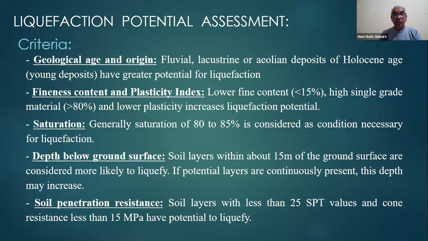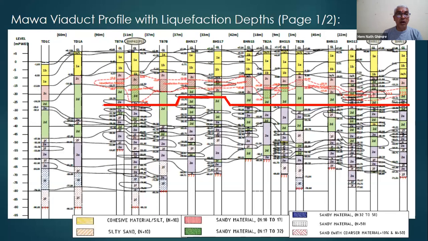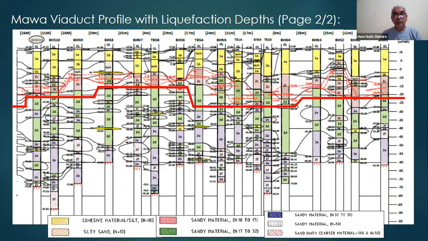And there was a liquefaction potential assessment also. We considered different criteria and then calculated the liquefaction potential of the main bridge plus the two viaduct areas. With this criteria, in the viaduct area, we found some places which are liquefiable down to 27 meters. So afterwards, we had to increase the length of the pile due to this liquefaction potential in this area.